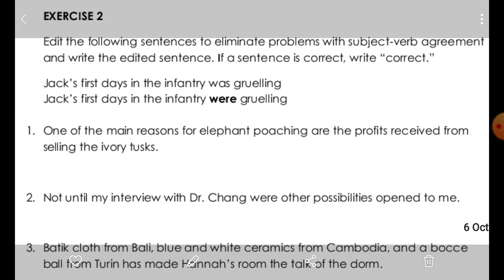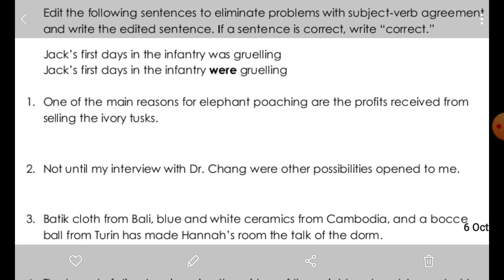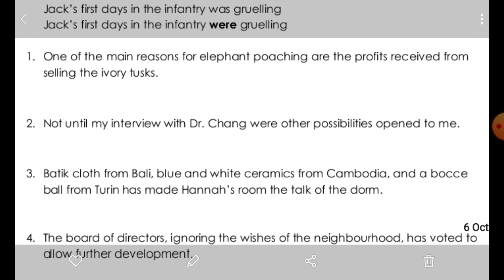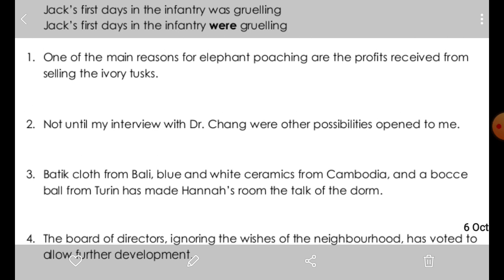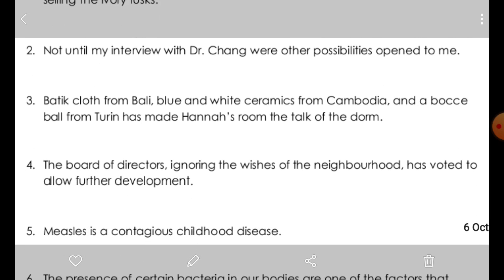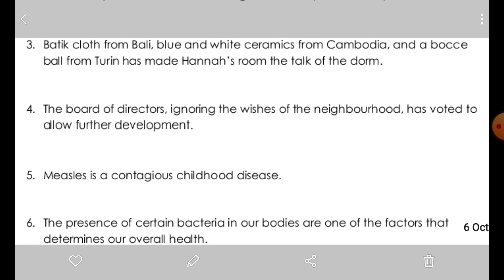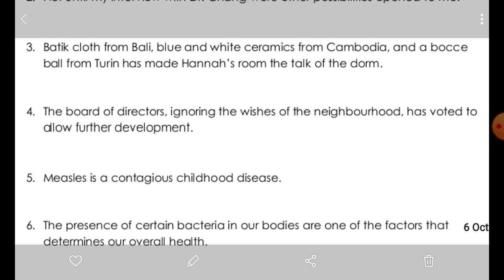So students, let's get started with our exercise 2. In the previous class, I had taken the first and second sentences from this exercise and 5 sentences from your exercise 1. So I hope that all of you have completed your homework. The first sentence was incorrect and the second sentence was correct. Okay, now let's find out more sentences, which ones are correct and which ones are incorrect, and for the incorrect sentences we need to make edits.